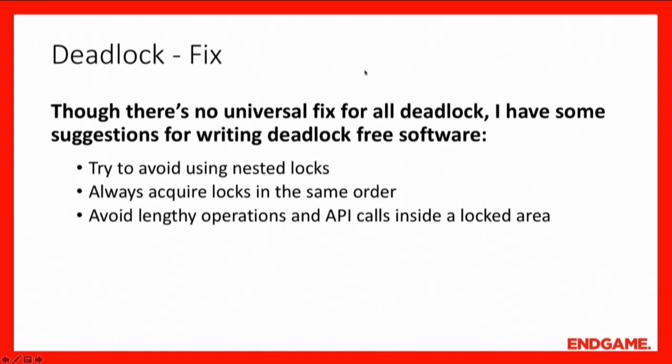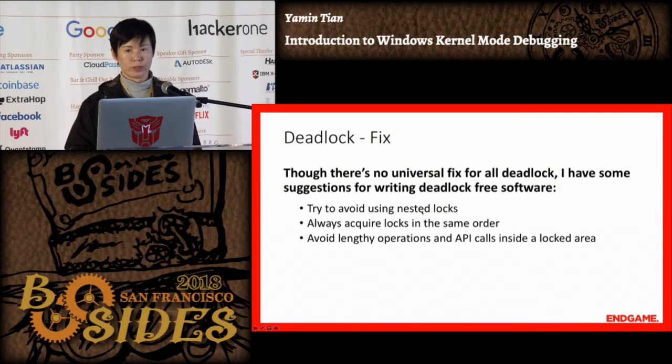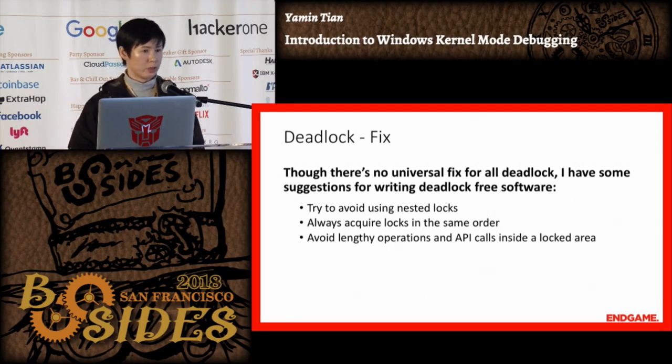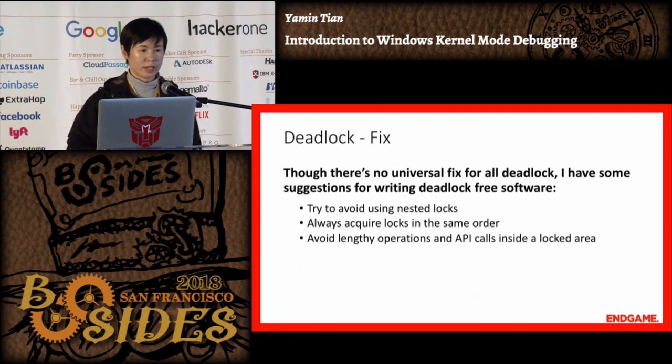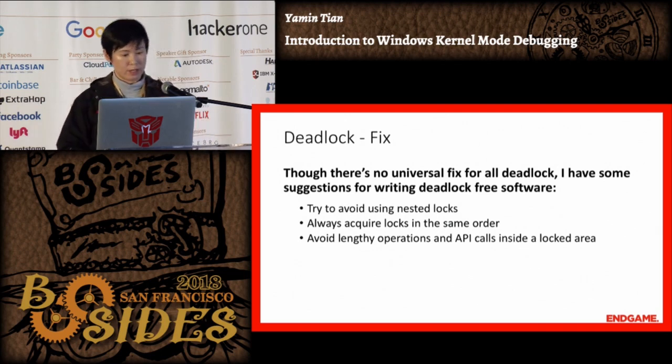Let's proceed to fix. Again, for a developer, fixing is not universal. The developer really needs to know where the code is going. I can only provide some general suggestions. Number one, I try to avoid using nested locks. Like after holding lock A, acquire lock B, and while holding the locks, I try to acquire lock C. That's nested and makes the coding scenario really complicated, and eventually it's easy to get deadlocked.